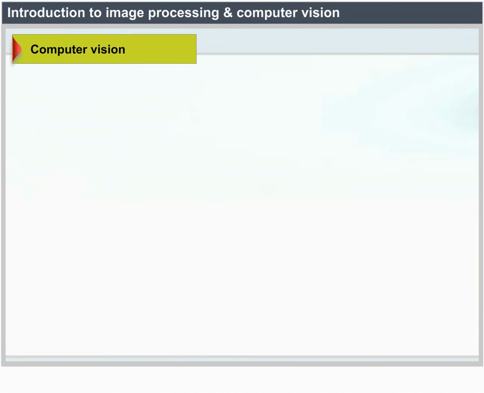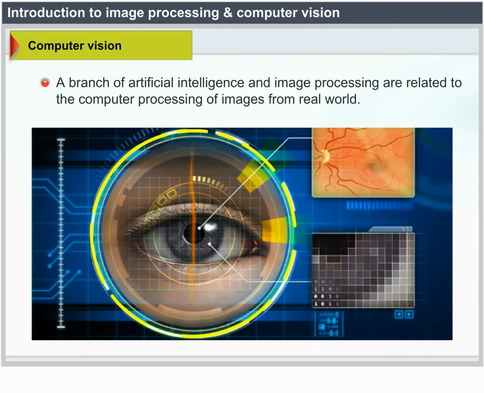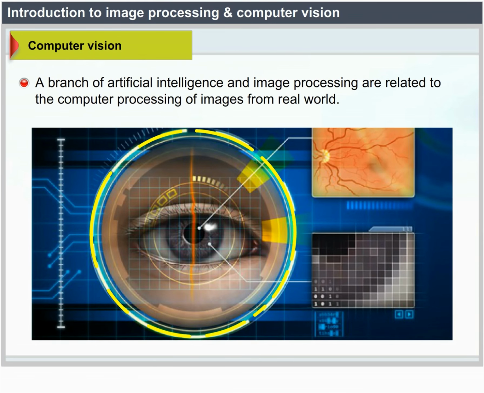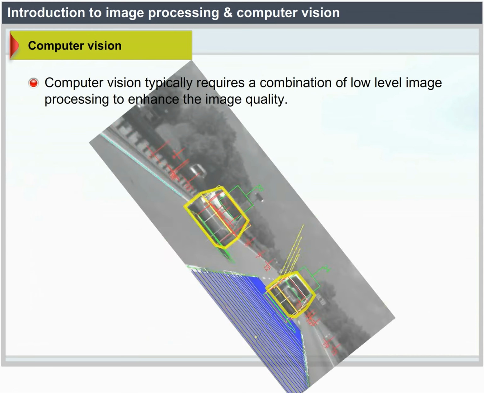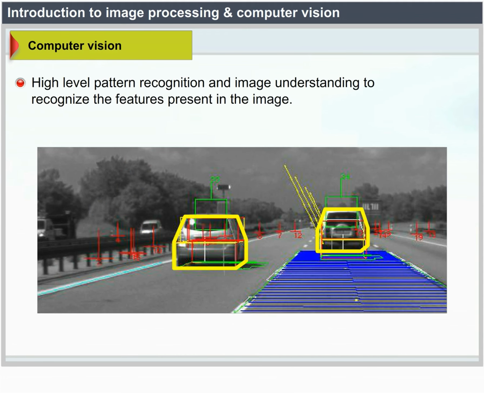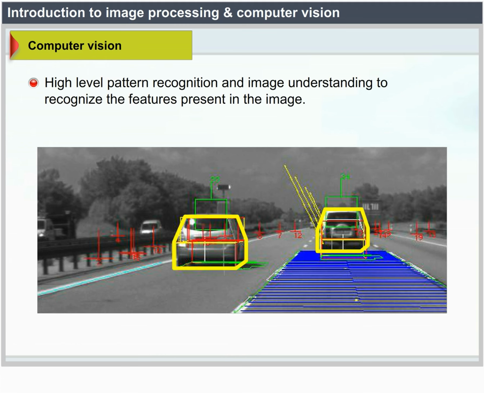Computer vision. This is a branch of artificial intelligence and image processing concerned with computer processing of images from the real world. Computer vision typically requires a combination of low-level image processing to enhance the image quality and high-level pattern recognition and image understanding to recognize features present in the image.